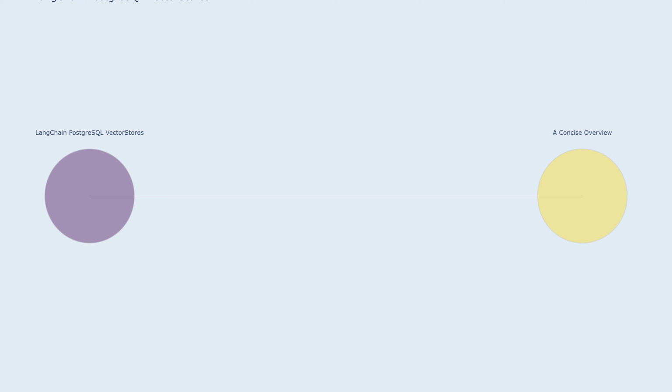Langchain PostgreSQL vector stores. A concise overview expressed with elaborations. Storing and retrieving vector embeddings in a PostgreSQL database. This technique allows for efficient search and retrieval of similar text based on semantic meaning, rather than just exact keyword matching.